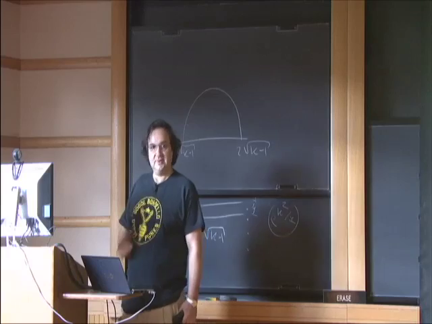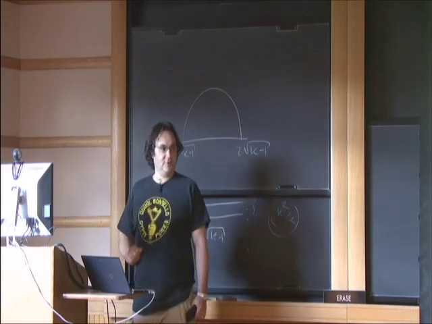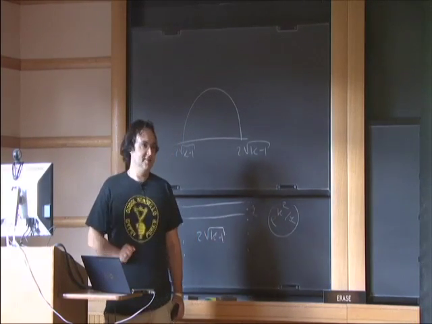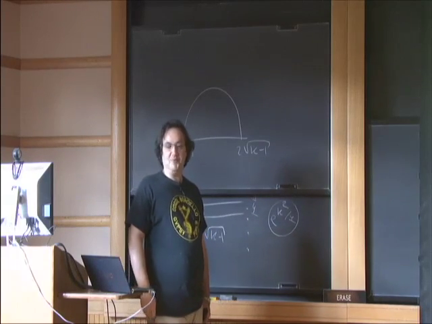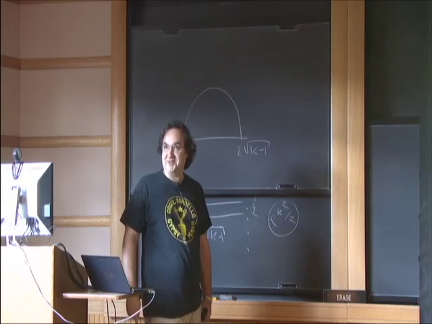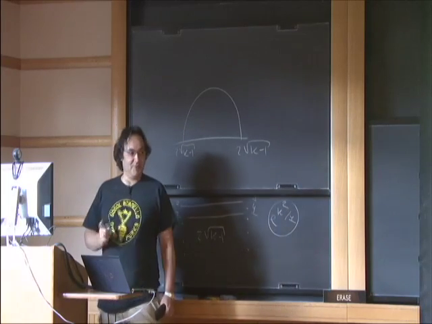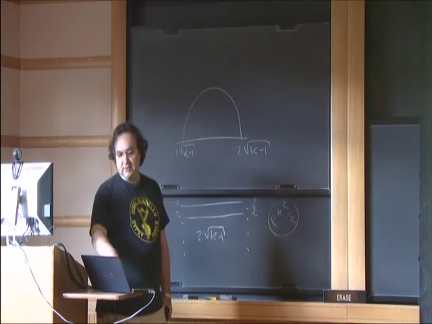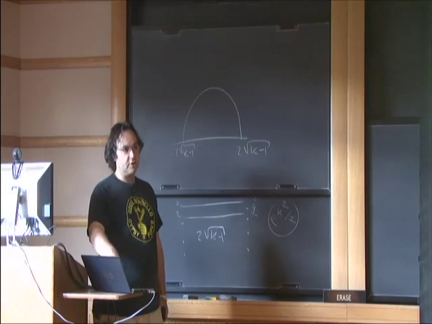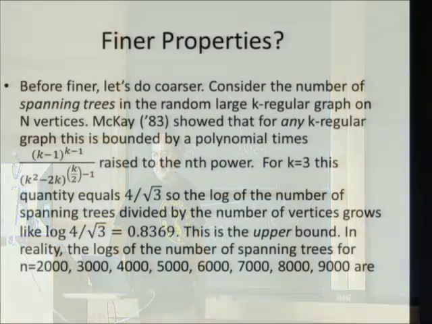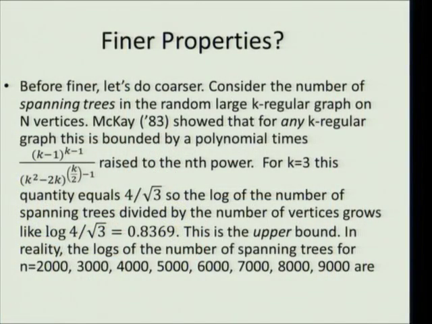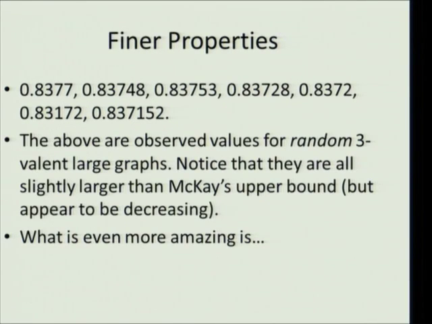Here, if we were physicists, then we wouldn't care about the theorem. We would care about experimental evidence that supports it, and we'll have it. So notice this is the theoretical upper bound, and now we can compute it for large values of n. So n is equal to 2,000, 3,000, up to 9,000, which takes a long time, even today. And the numbers we get, interestingly, are all bigger than McKay's bound.